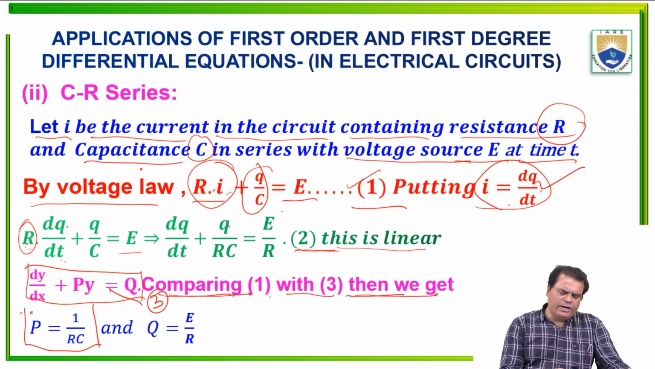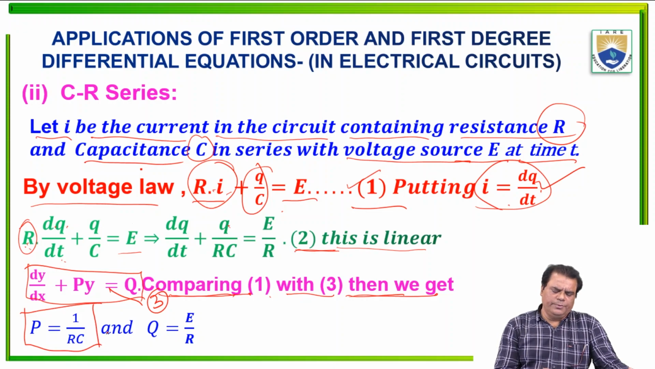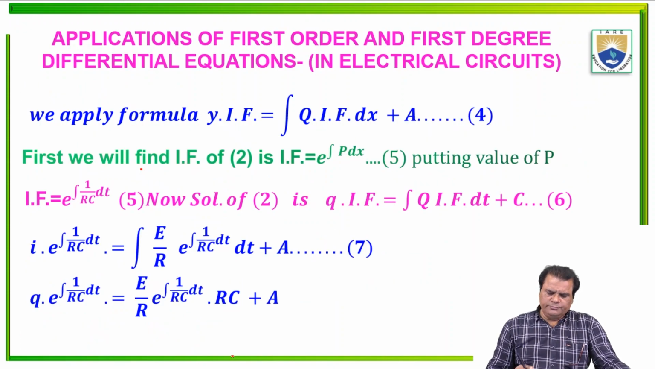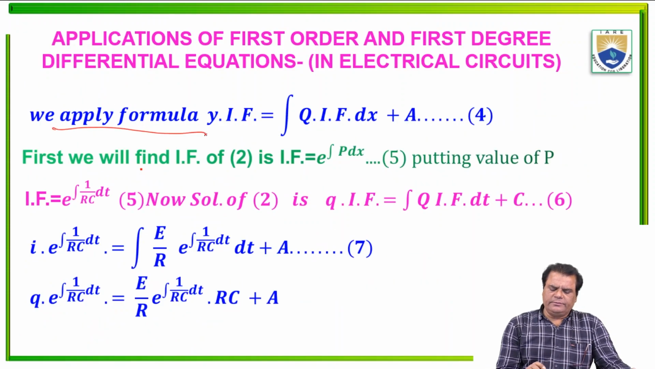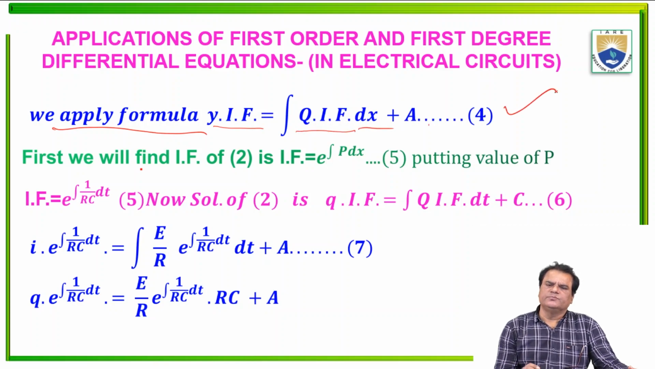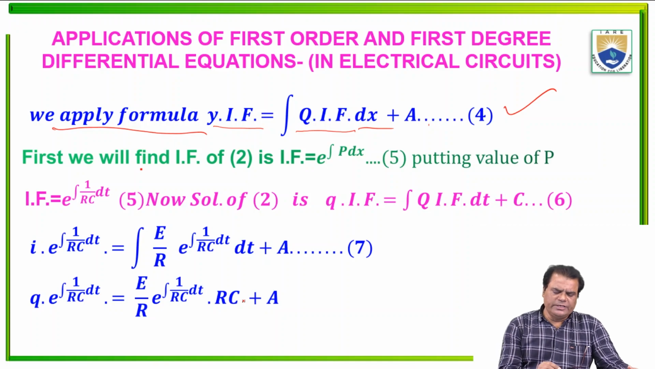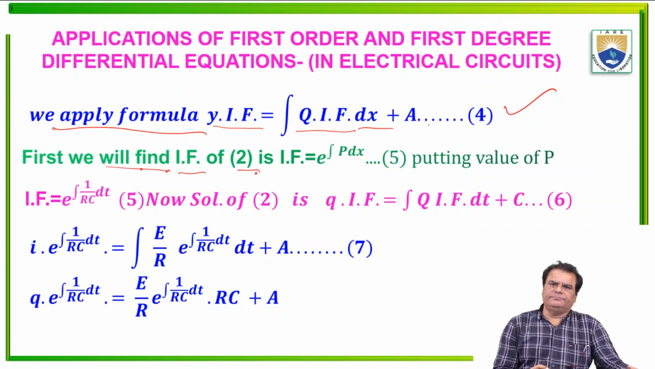we get the value of P. P is the coefficient of q here, so that is 1 upon RC. And Q is E by R. So now we apply the formula y into IF equal to integral of Q into IF dx plus A. This is equation 4. First we will find the integrating factor.